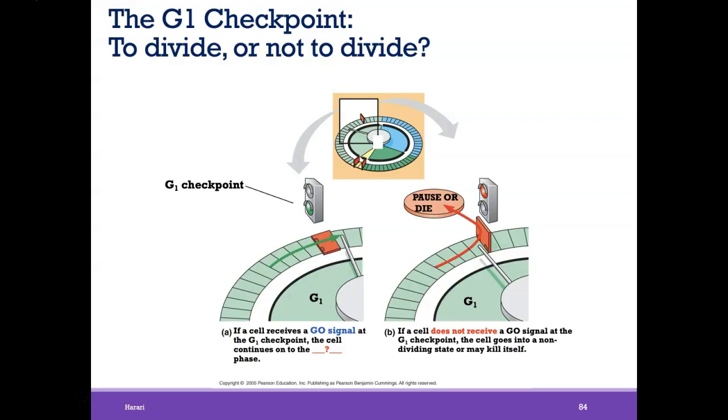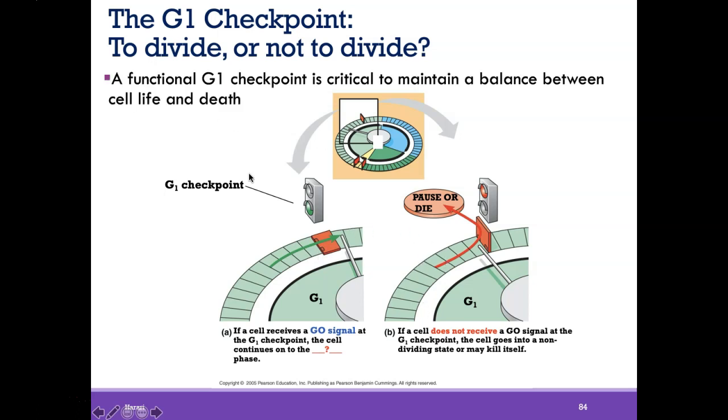So a critical point in the cell cycle is the G1 checkpoint. After the cell's growing, this is the critical point where it has to say, am I supposed to divide? Or am I supposed to pause? Or am I supposed to die? Right? So a functional G1 checkpoint is critical to maintain that balance between cell life and death.